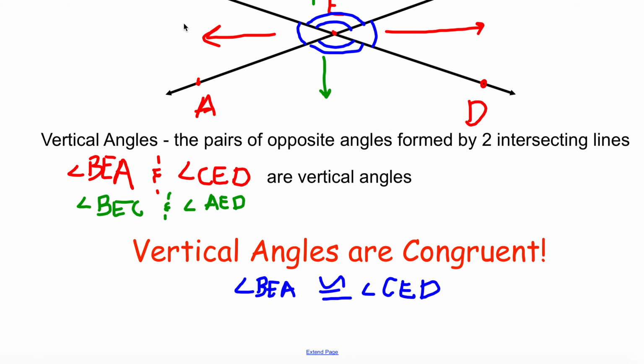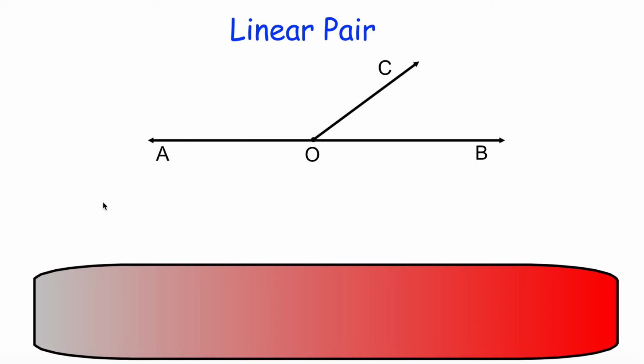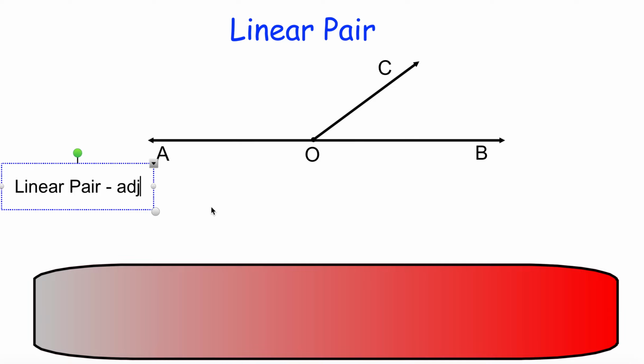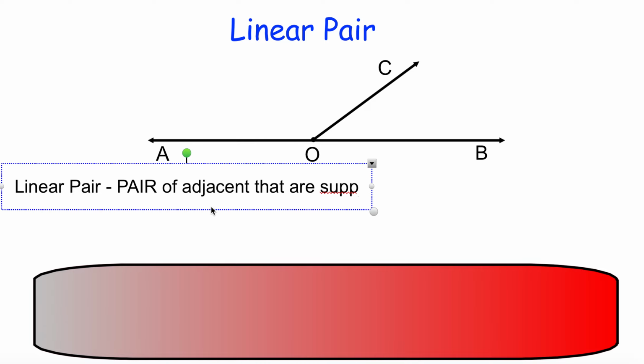Now, our last idea of vocabulary before we will move into the second video is something called a linear pair. Okay? And a linear pair, I'm going to define this, and you can put this on your definition sheet. I would also write it in my notes. A linear pair is a pair of adjacent angles that are supplementary.